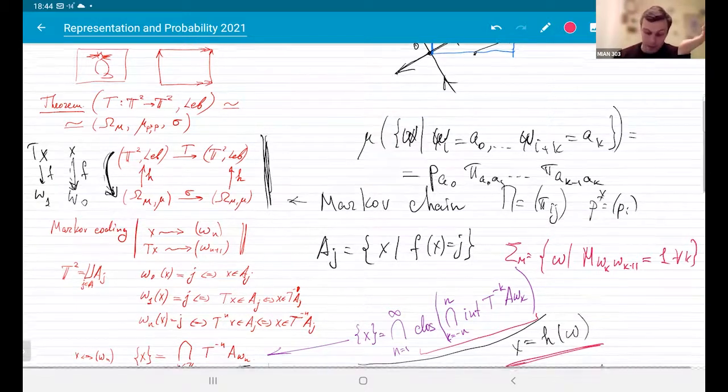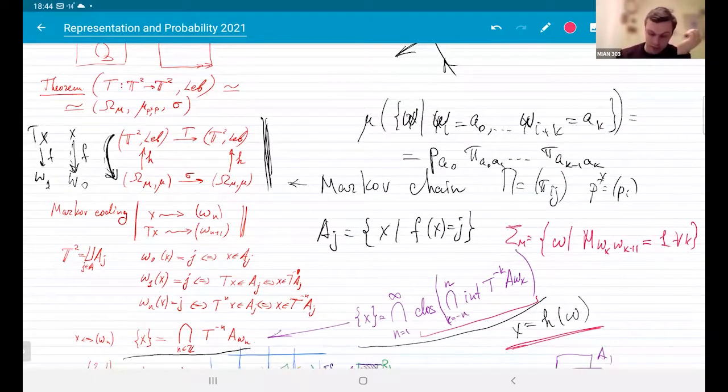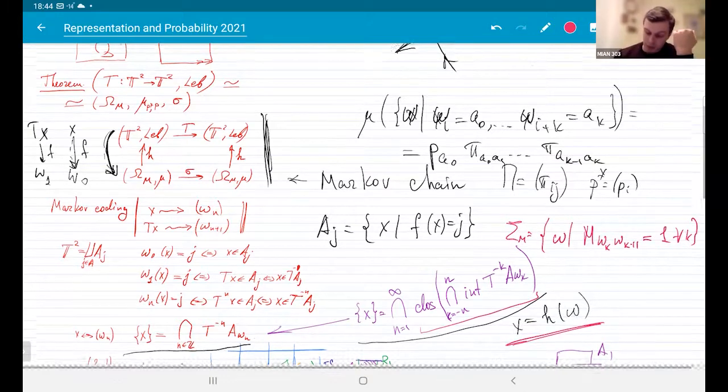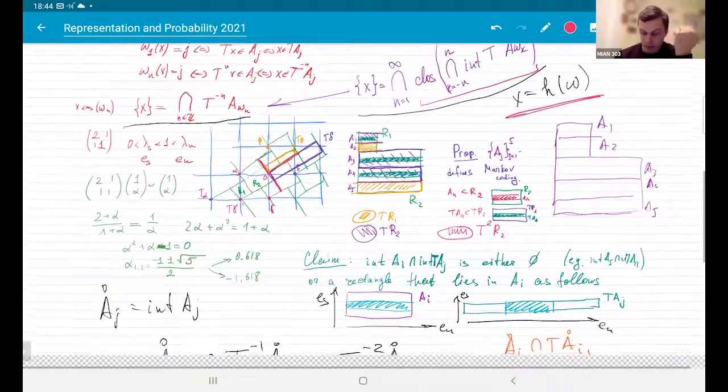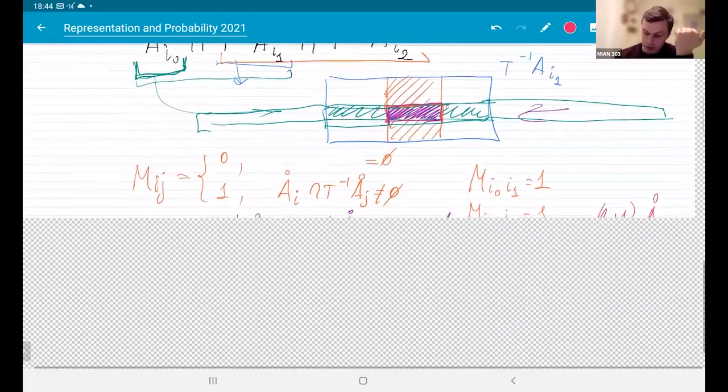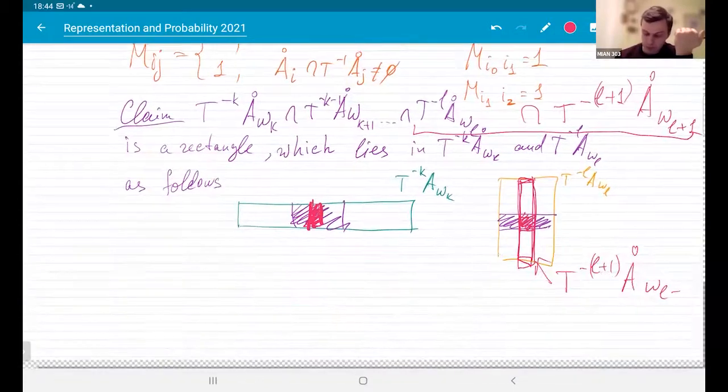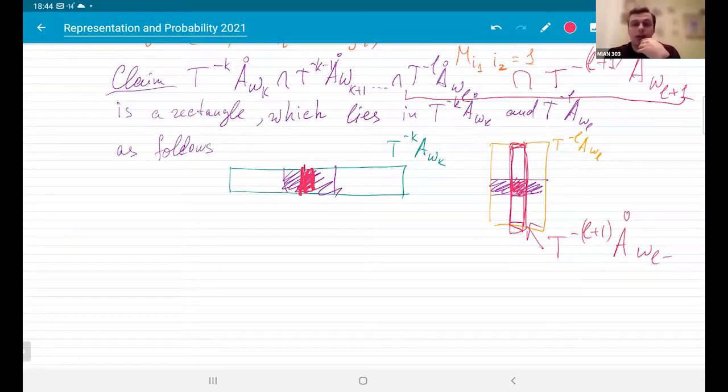Finally, I have stated here that the Lebesgue measure maps to mu. Well, this again is not too difficult. The idea is the following. It may be a bit easier to see this from these figures.